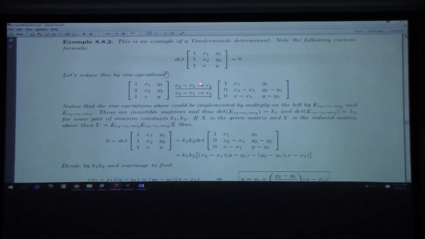OK, so this is the Vandermonde determinant. What you do, this is really cool: you put 1s in the first column, and you put x1, y1, x2, y2, and x and y, like this, all right? Properties of the determinant. What is this formula, first of all? Just look at it, think about it.